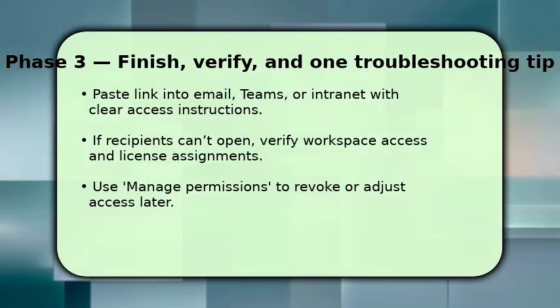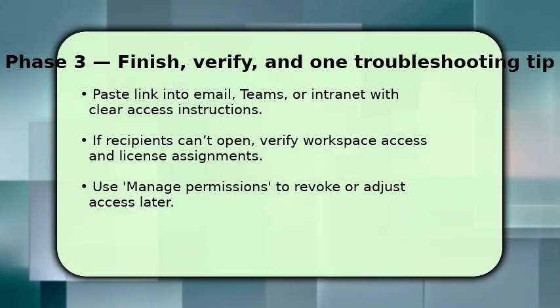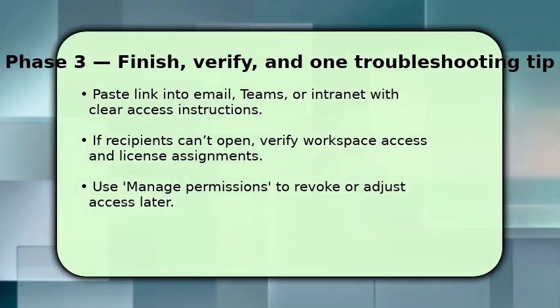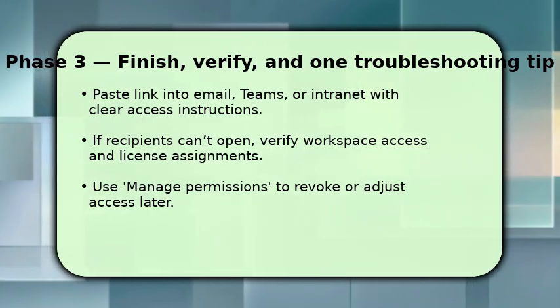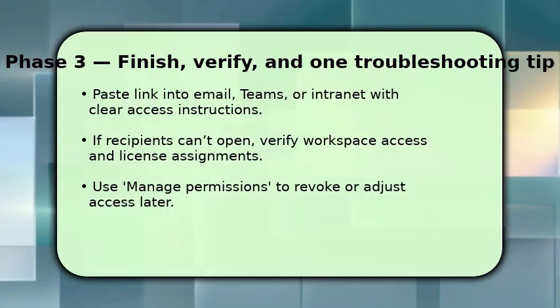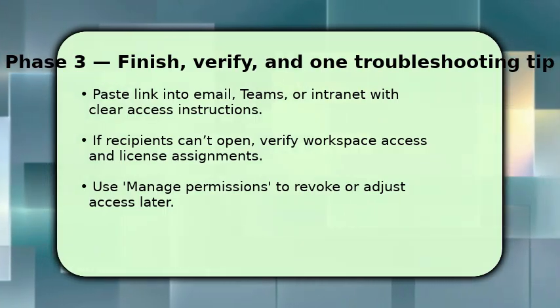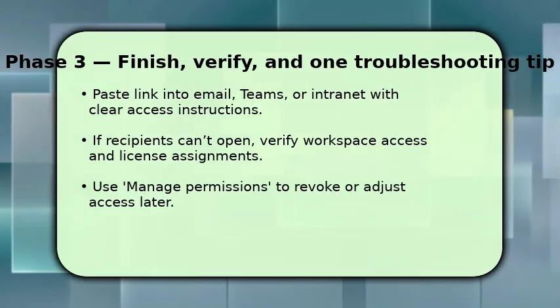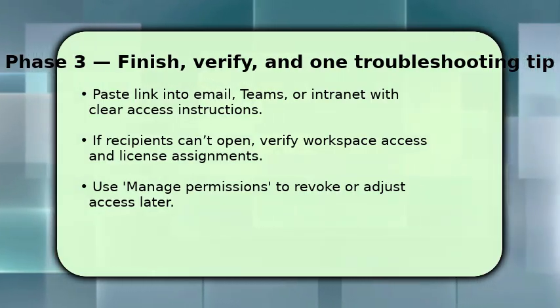Once delivered, monitor for access issues. If someone reports a problem, make sure they have a Power BI Pro or PPU license and workspace permissions. If the link still fails, open Manage Permissions on the dataset or report to inspect granted users. As a tip, revoke and reissue the link after adjusting permissions to force a fresh access token. This resolves.